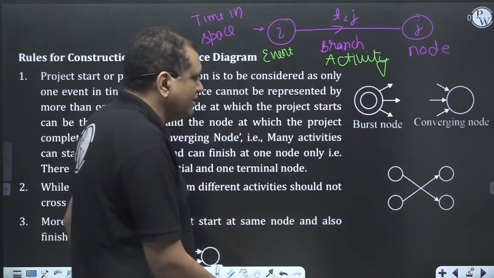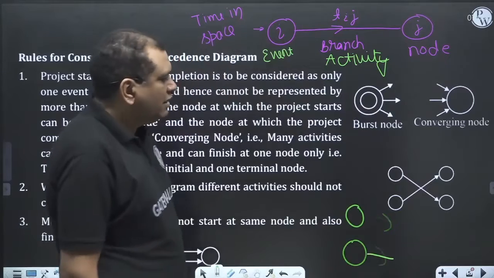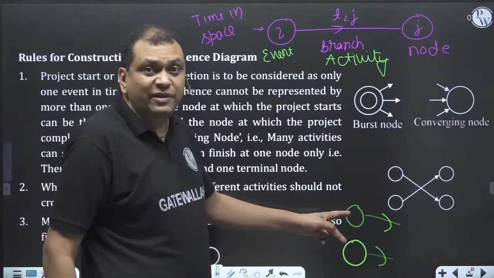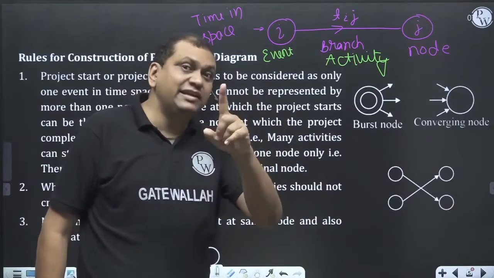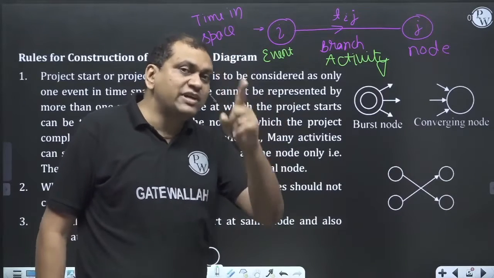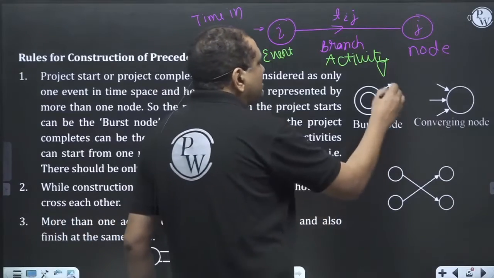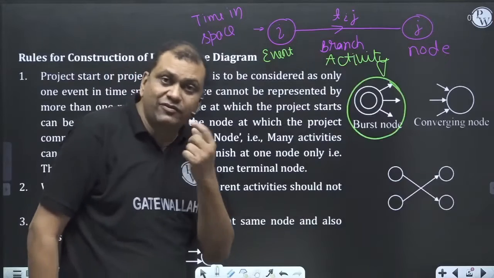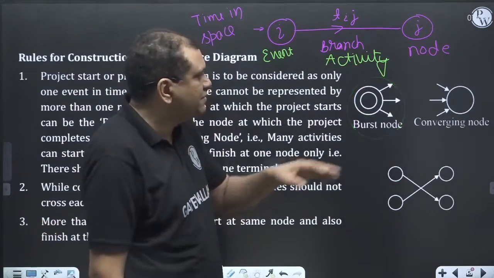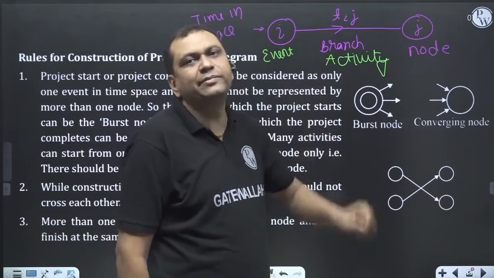You cannot do like this. Project start cannot be multiple events. Project start will be a single event, so project start will be a burst node. Burst node means multiple activities start from the same node.